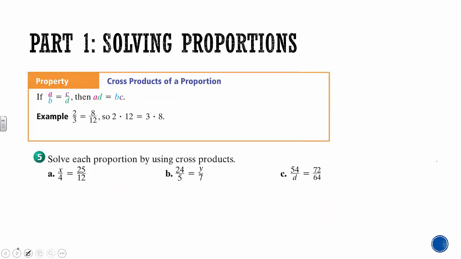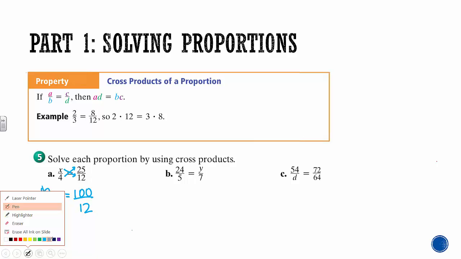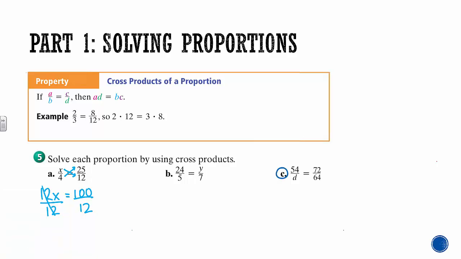And we're going to try a different way to solve them. You can also do something called a cross product. And that's when you multiply things diagonally. So we'd multiply x times 12, and we'd multiply 4 times 25. And then we can solve this nice pretty equation. And it doesn't really matter. We could have multiplied both sides by 4 and we would have ended up with exactly the same thing for this. But when we get to ones like this over here, part C, because the d's in the denominator, it's going to be a lot easier if we do cross products.